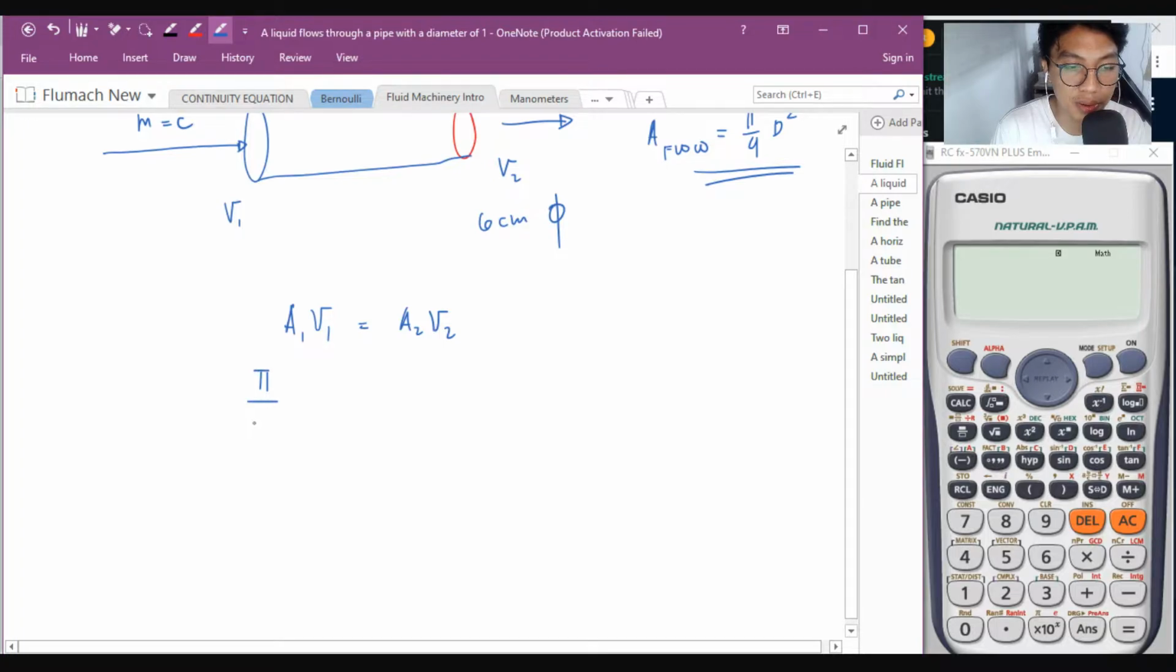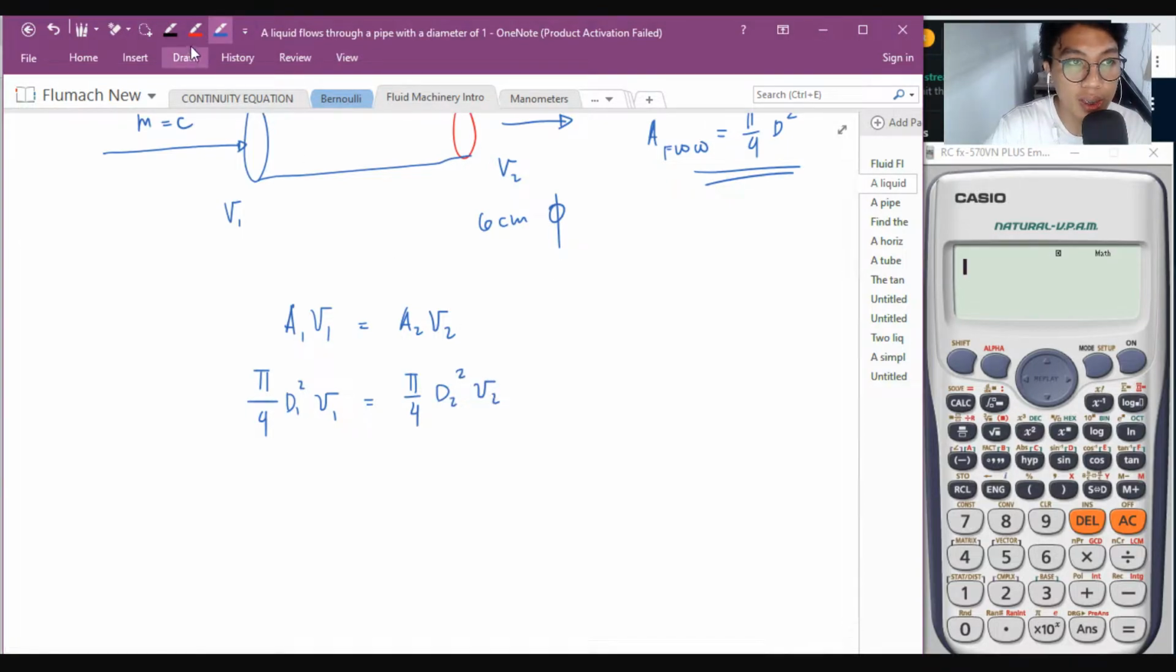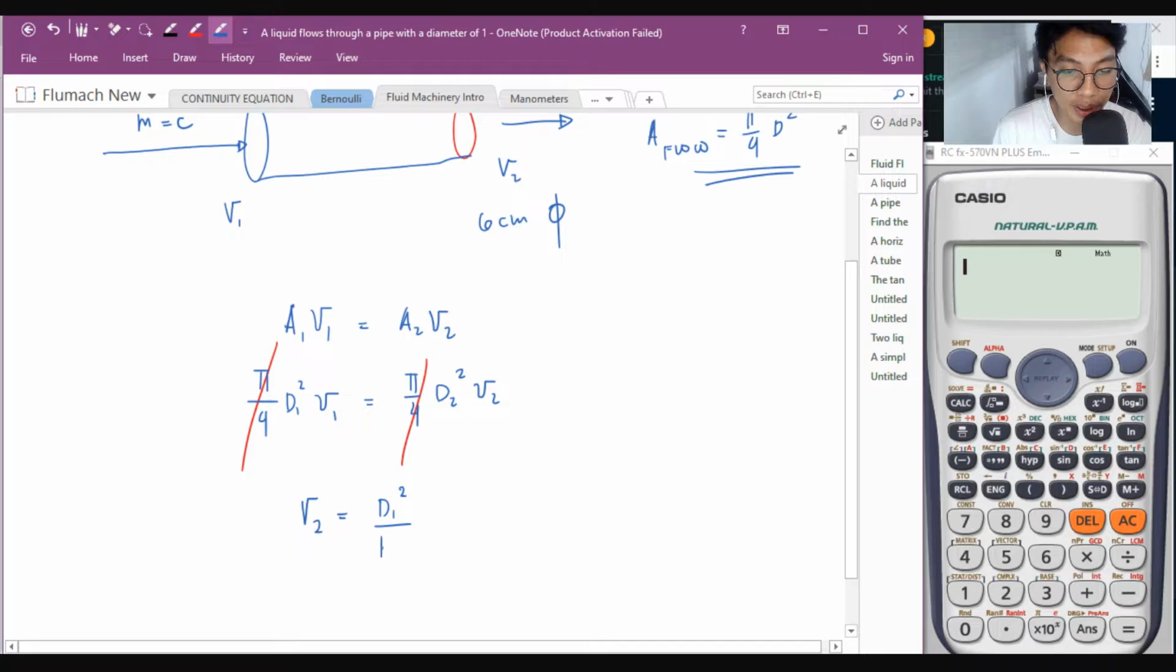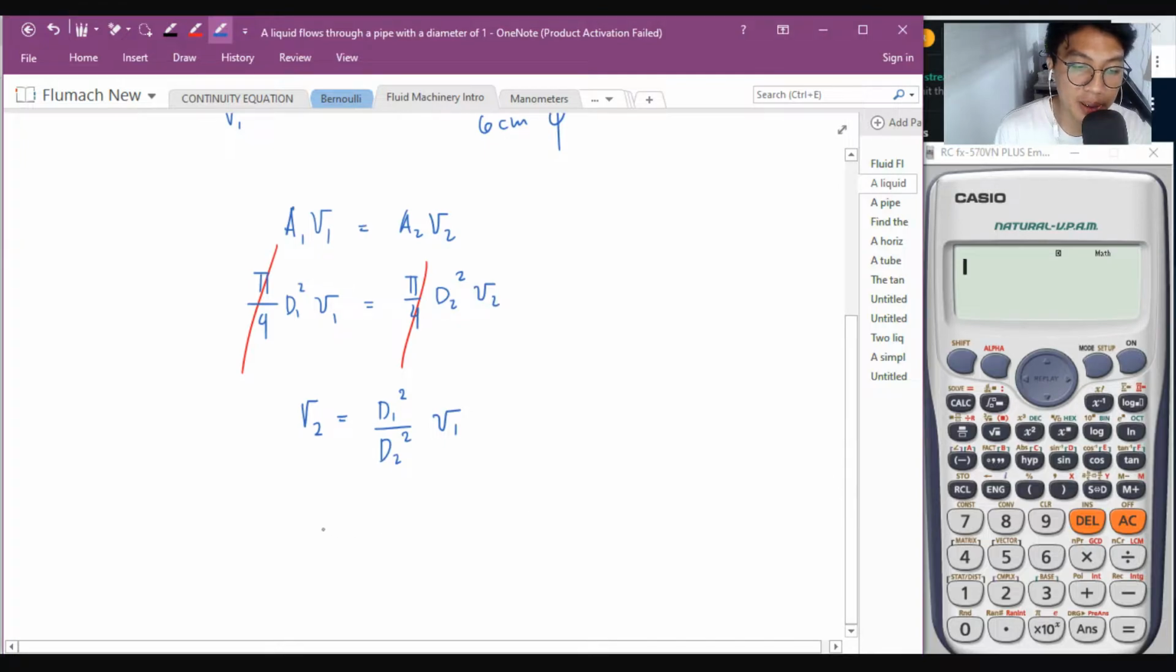Now, we substitute that to the equation: pi over 4, d1 squared, velocity 1, equals pi over 4, d2 squared, velocity 2. Ngayon, cancelable naman yung pi over 4 dyan kasi same lang sila. Now, ang hinahanap natin dito is velocity 2. We will reform that. So, velocity 2 is equal to d1 squared over d2 squared times velocity 1. Mahanap na natin si velocity 2.